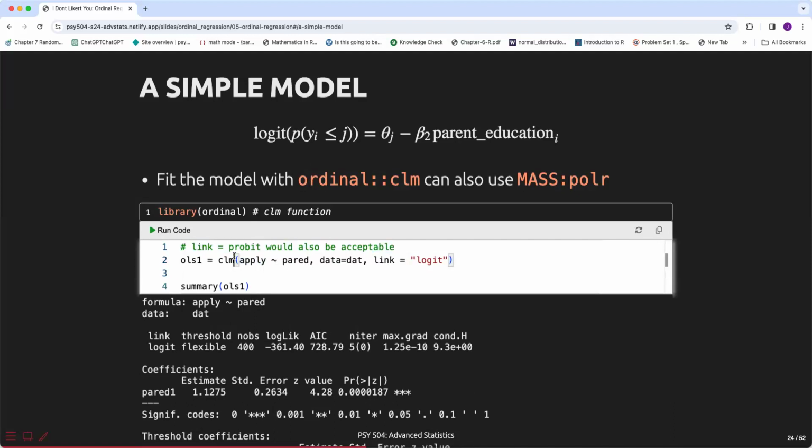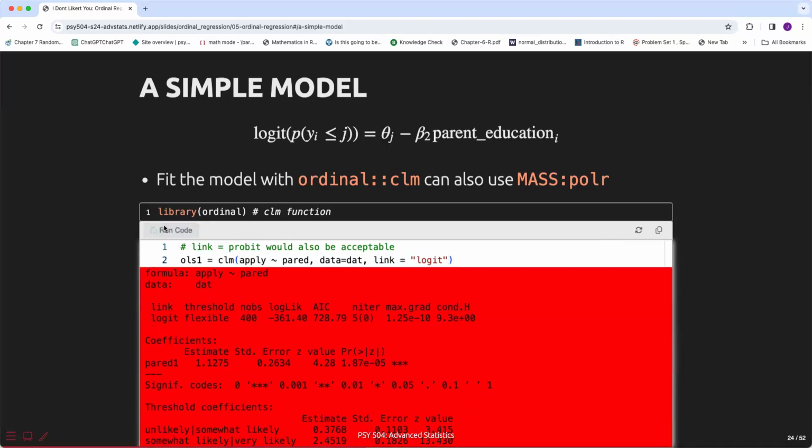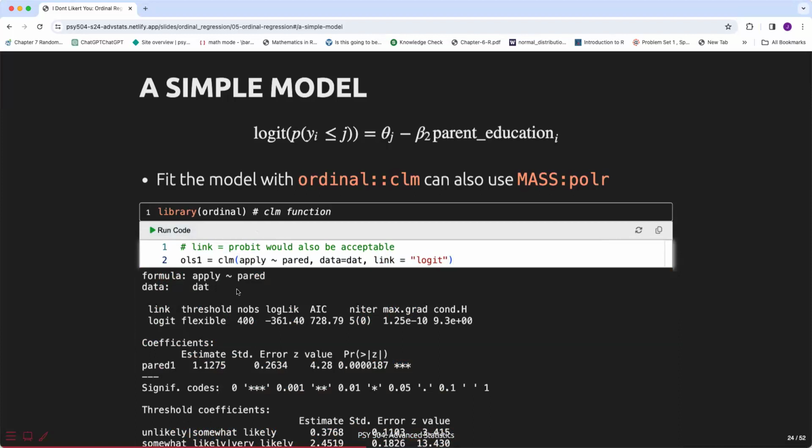So what we're going to do is use the clm function, fit a regular ordinal regression model, and use the logit link. Let's go ahead and run that into the console. It's not going to allow me to get rid of the summary there. There you go. If we run the summary, we can see the output here.